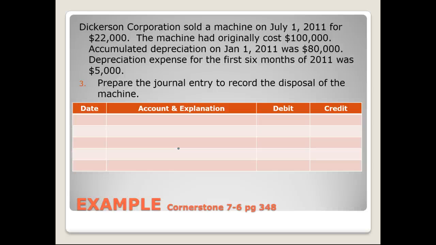First off, they sold the machine and they received cash, right, on July 1st. So we need to take care of that cash debit. They got $22,000 in cash.